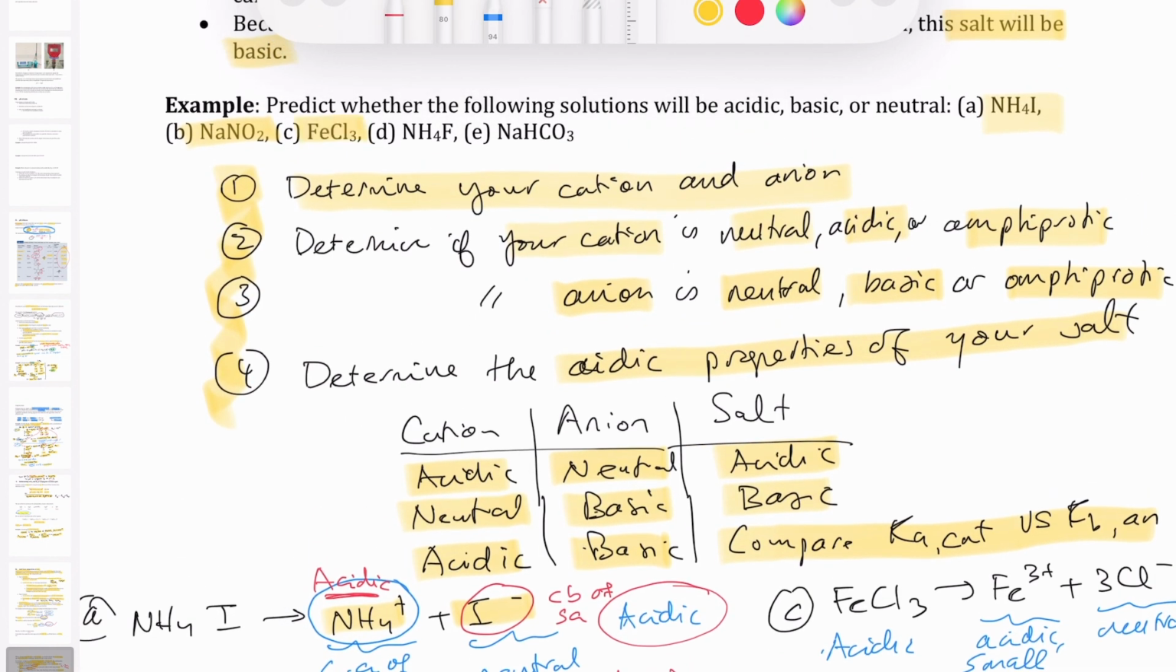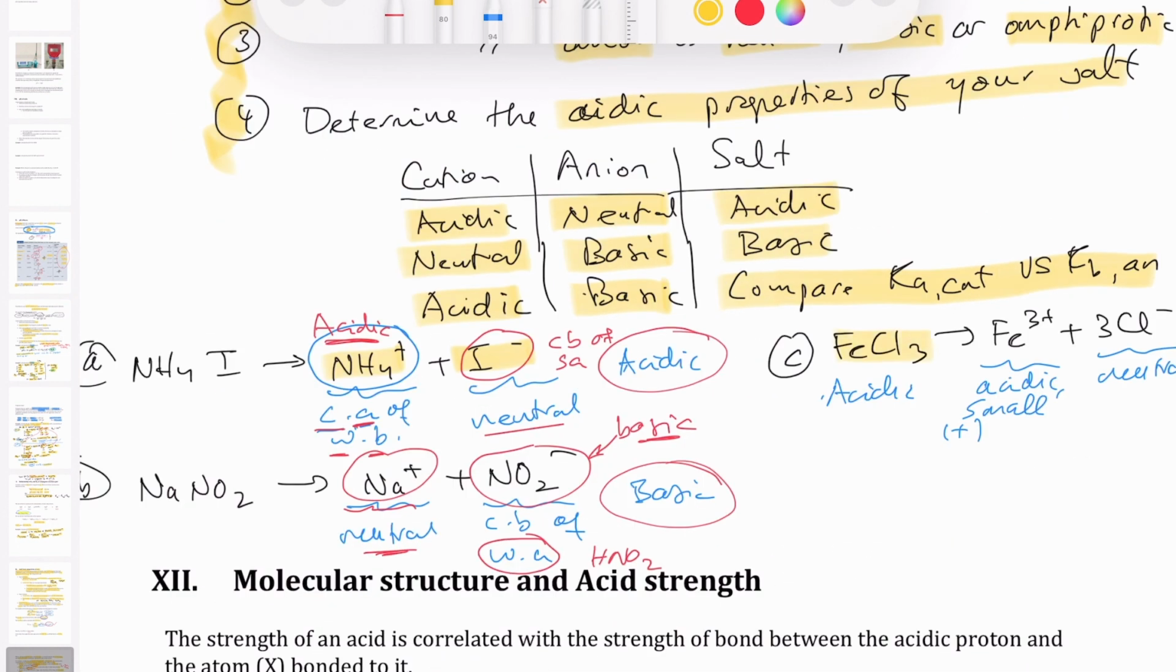And the third one is FeCl3. FeCl3 breaks apart into Fe3+ and 3Cl-. The key here is not necessarily to look at the stoichiometry, but more the type of cations you have. Fe3+ is a small, highly charged transition metal cation, and we know that it's going to act as a Lewis acid, so it's going to be acidic. Cl- is the conjugate base of a strong acid, being HCl in this case, so it's a neutral species. So you have acidic and neutral, and the salt is going to be acidic.